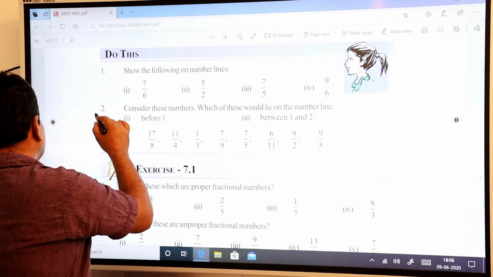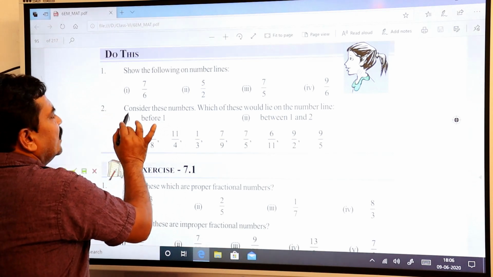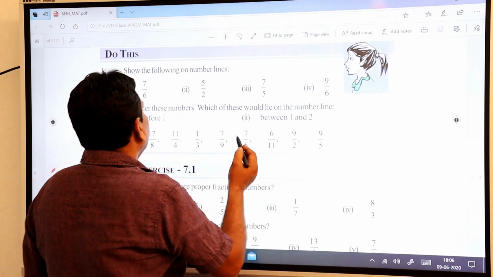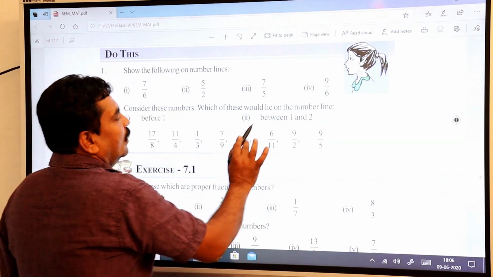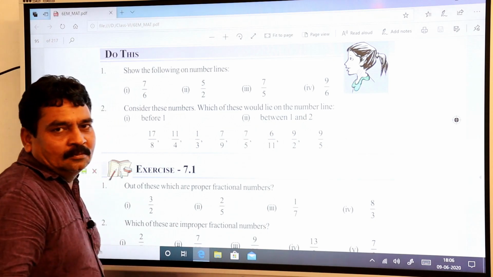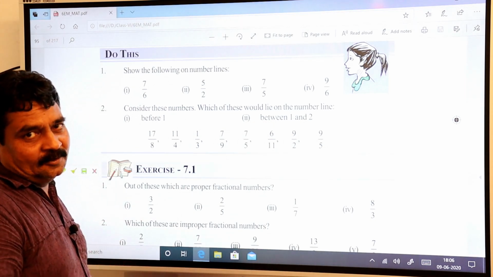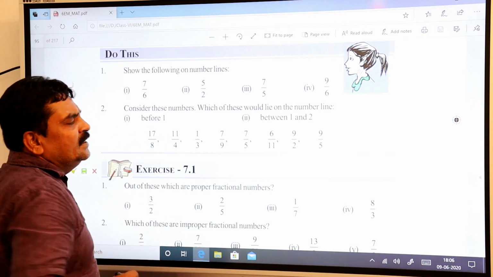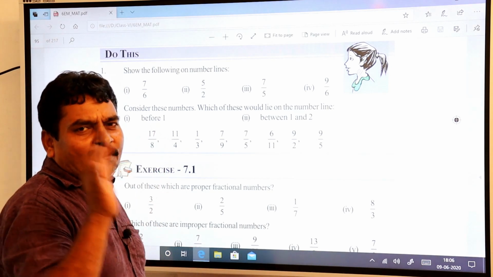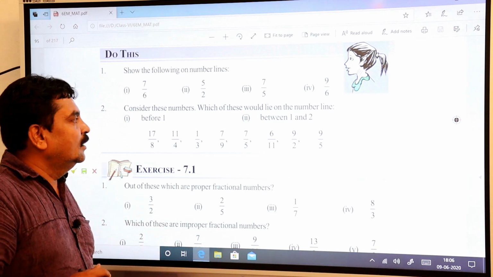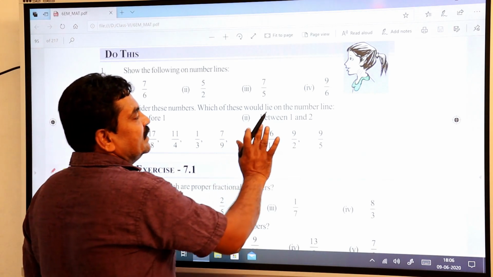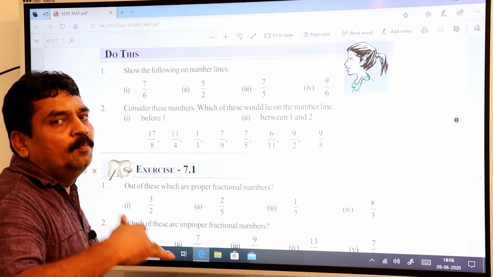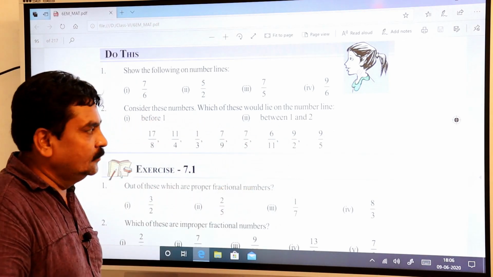You can do this also. Consider these numbers. Which of these would lie on the number line before 1, or between 1 and 2? That you have to check. Before 1 means it should be a proper fraction, very straight. And the number which lies between 1 and 2 means it should go beyond a whole number, right?